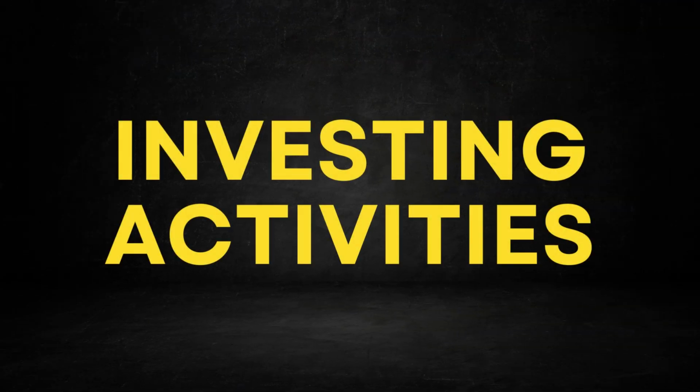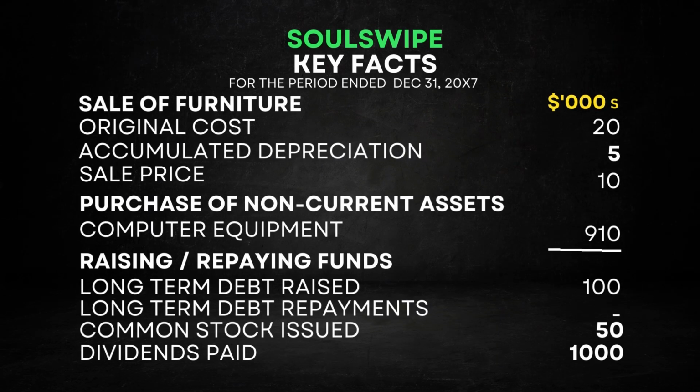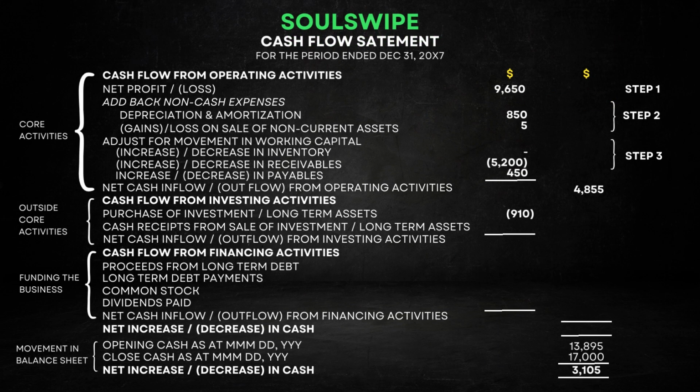Moving on to cash flow from investing activities, we examine SoulSwipe's key facts, which indicate a cash outflow of $910,000 for the purchase of computer equipment and a cash inflow of $10,000 from the sale of furniture. These transactions impact the cash flow from investing activities.